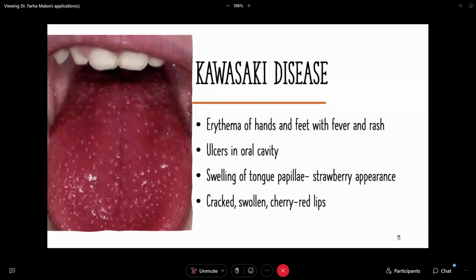Kawasaki disease presents as erythema of the hands and the feet along with fever and rash. Kawasaki disease occurs because of inflammation in the walls of the small and the medium-sized blood vessels. It results in ulcers in the oral cavity, and there is typical swelling of the tongue papillae, which gives a characteristic strawberry appearance of the tongue. And also the patient will have cracked, swollen, cherry red colored lips.